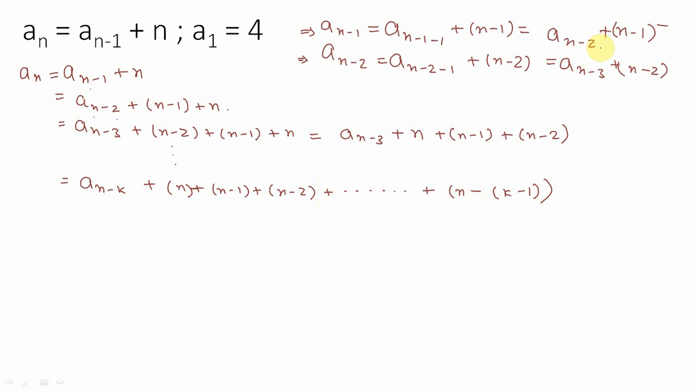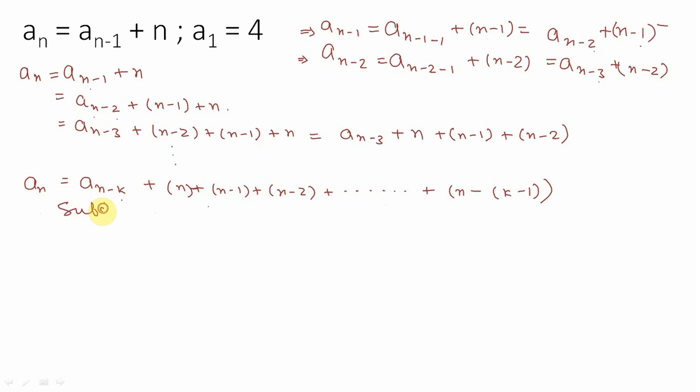See, remember, it was n minus 2, so it was n minus 1. When it was n minus 3, it was n minus 2. So when I go up to n minus k, I'll go up to n minus k minus 1. So now this is the expression: a_n is equal to a_{n-k} plus (n-1) plus (n-2), and so on, plus up to (n-k-1).